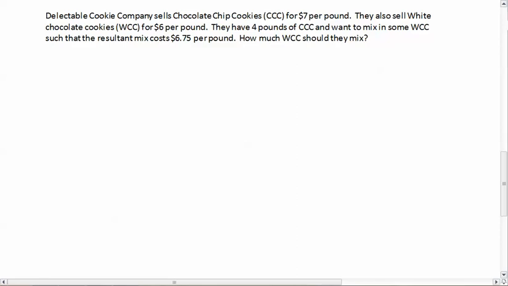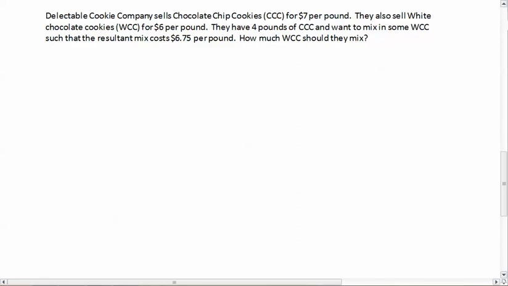I like cookies, so we're gonna do the cookie company with chocolate chip cookies for $7 per pound and white chocolate cookies for $6 per pound. They have 4 pounds of chocolate chip cookies and want to mix in some white chocolate cookies, such that the resultant mix costs $6.75 per pound, right? Because the chocolate chip ones are most expensive at $7 per pound, if we add in some cheaper ones, that'll lower the price, and maybe more people will buy it because we got a lower price, and because it's a mix. Everybody loves those variety packs with a little bit of this and a little bit of that.